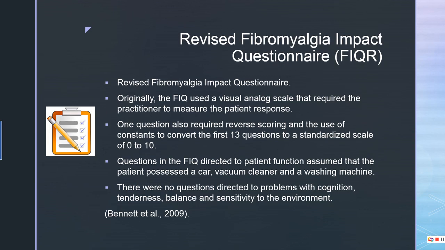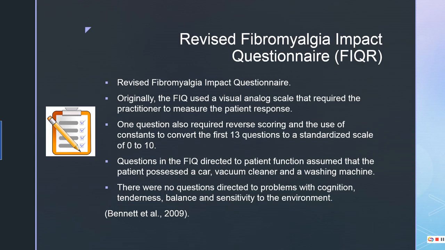A commonly used tool in the evaluation of patients diagnosed with fibromyalgia is the revised Fibromyalgia Impact Questionnaire. The original instrument, the Fibromyalgia Impact Questionnaire, FIQ, was published in 1991 with some revisions in 1997 and 2002. Originally, the FIQ used a visual analog scale that required the practitioner to measure the patient response on a 100 millimeter line with a ruler. One question also required reverse scoring and the use of constants to convert the first 13 questions to a standardized scale of 0 to 10.